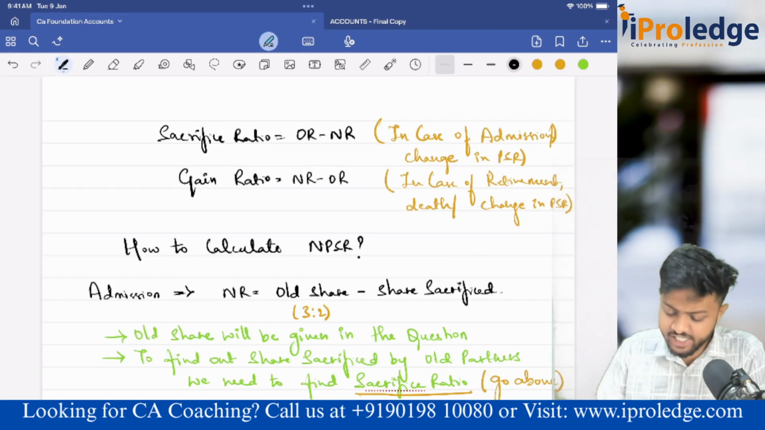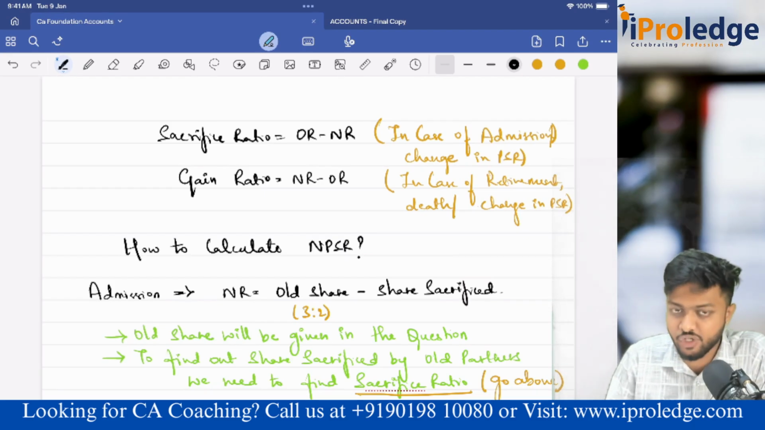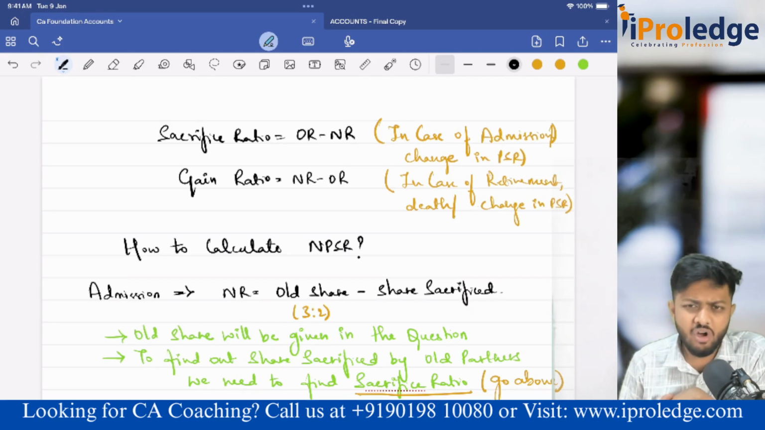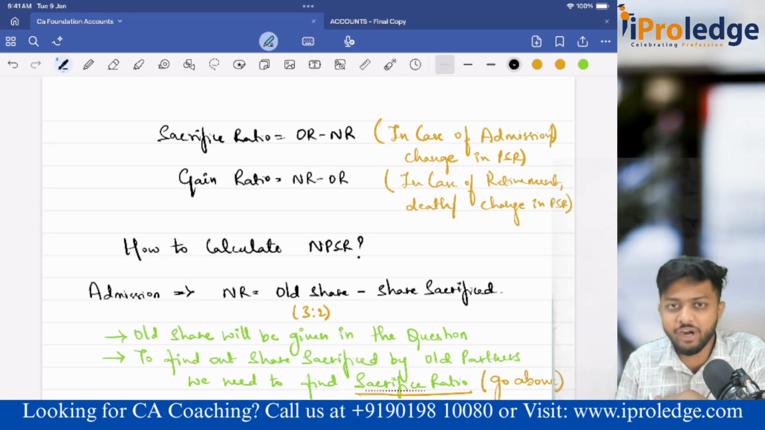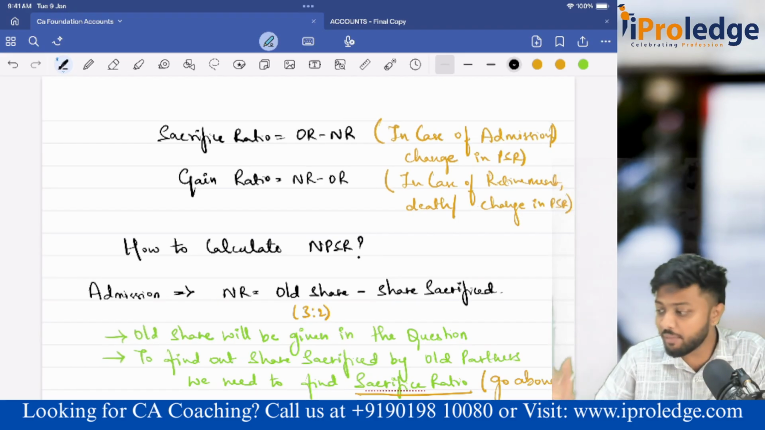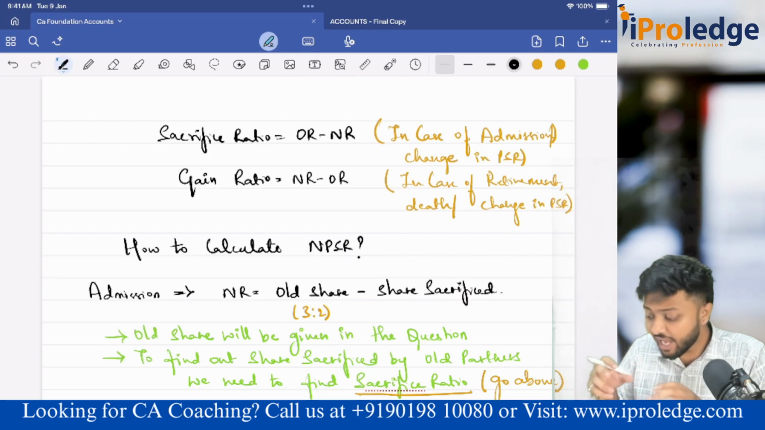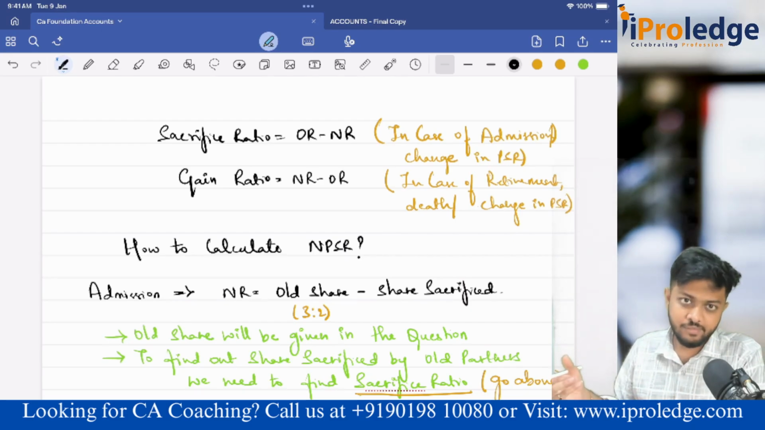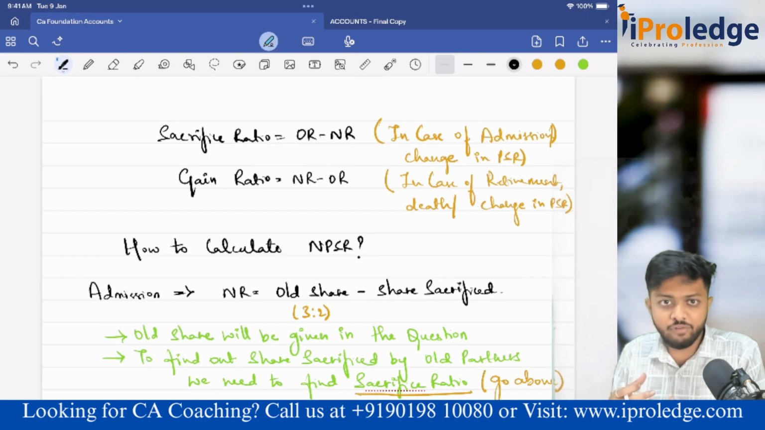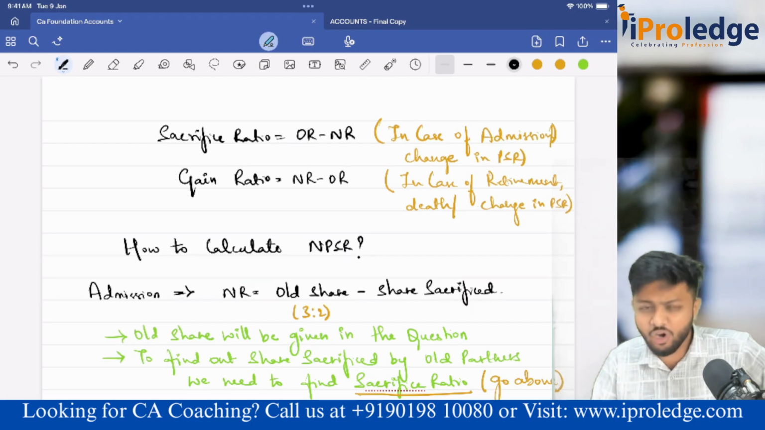Now let's understand what is sacrifice ratio and gain ratio. Sacrifice ratio is calculated in the case of admission or change in PSR. So what is happening in case of admission? In case of admission, a new partner is coming in. Because a new partner is coming in, the existing partners have to sacrifice their shares. For his share, existing partners have to sacrifice their share. That is one point.